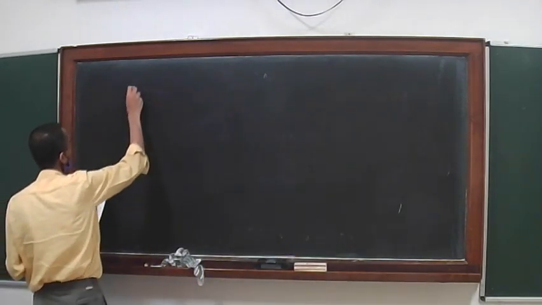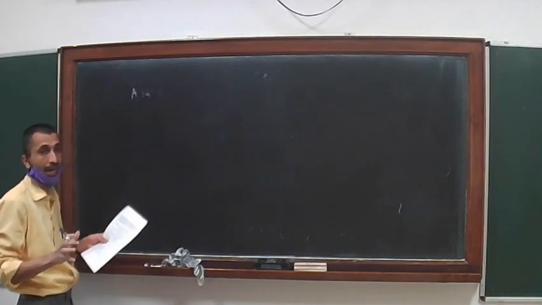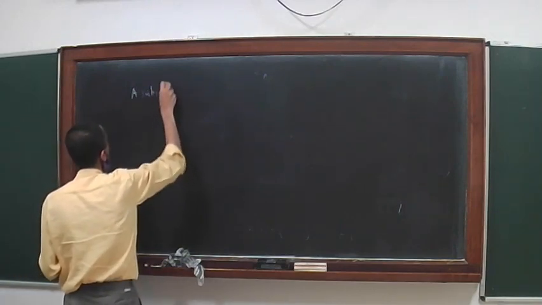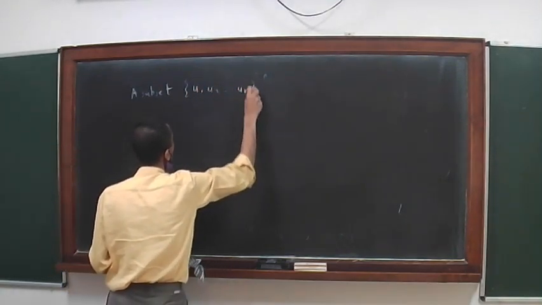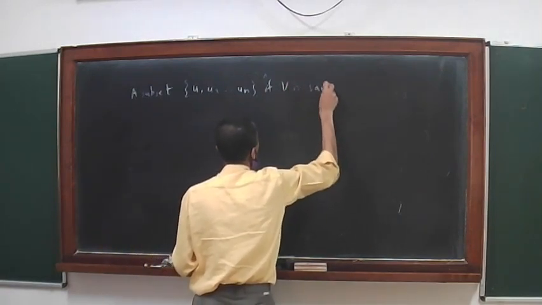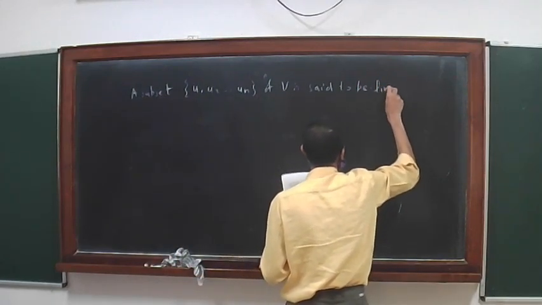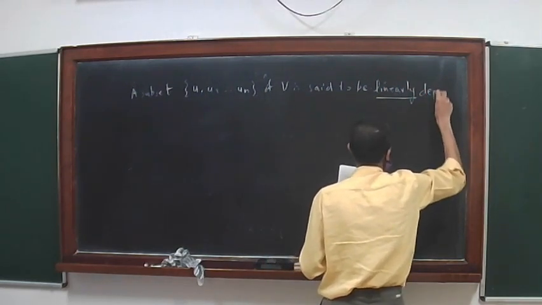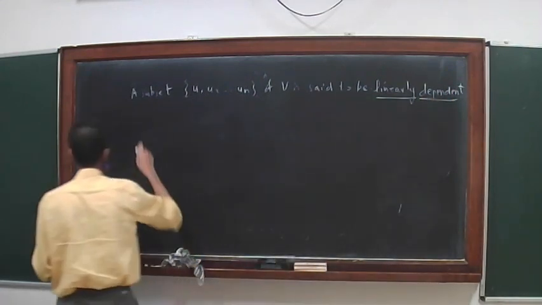So now we'll define what we mean by linear dependence and linear independence of elements of this vector space. A subset u1, u2, and so on to un of V is said to be linearly dependent if and only if.